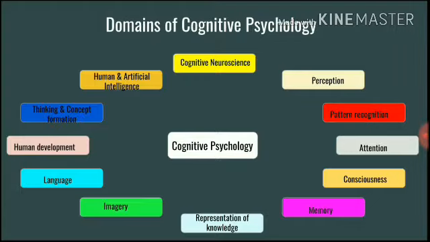Then we're looking at human and artificial intelligence, which we've already touched upon, and we're looking at cognitive neuroscience as a domain where we are focusing on how the brain processes information, or how the processing of information has an effect on the neural circuits that we have, and how we tend to draw upon those neural circuits whenever we want to utilize that information. So we're looking at biology playing a role here as well when we talk about the domains of cognitive psychology.